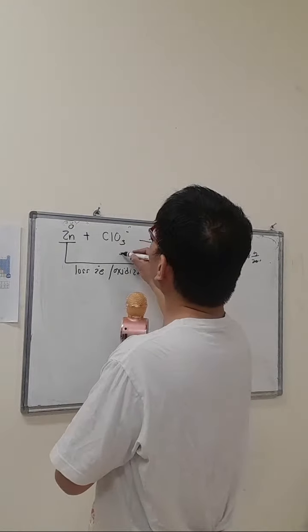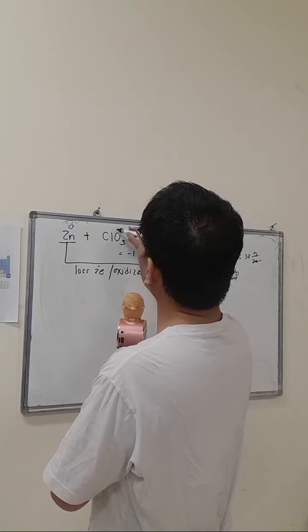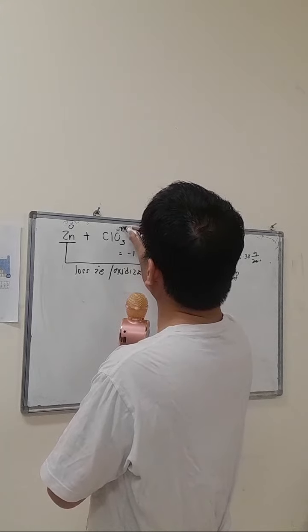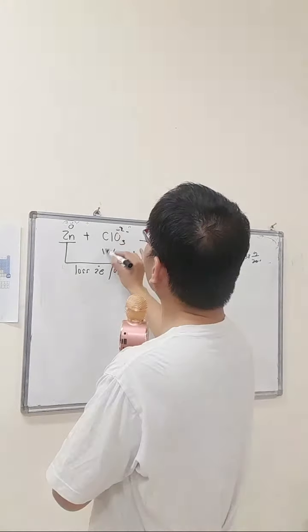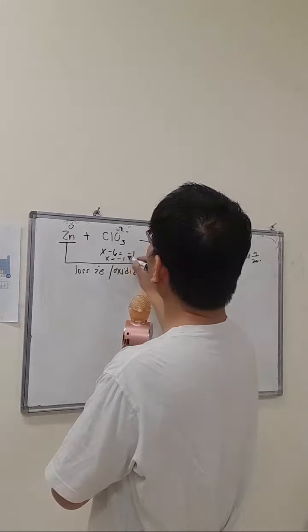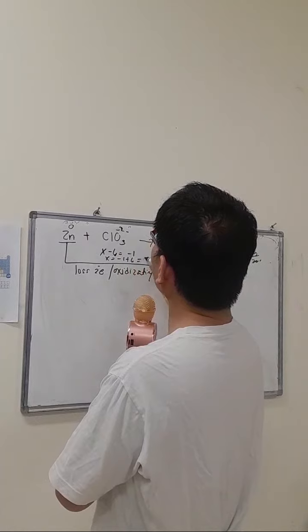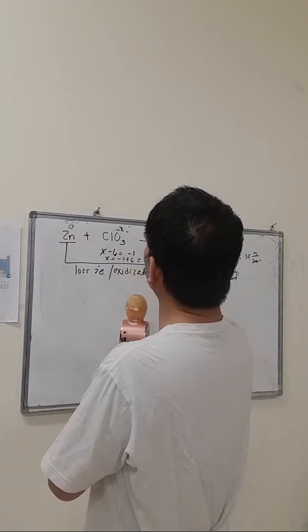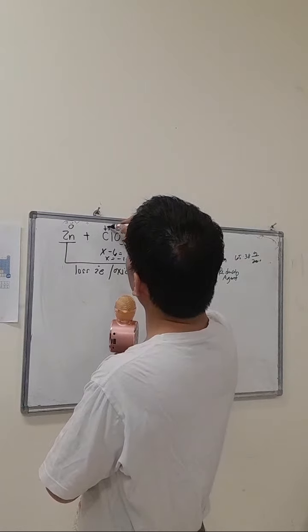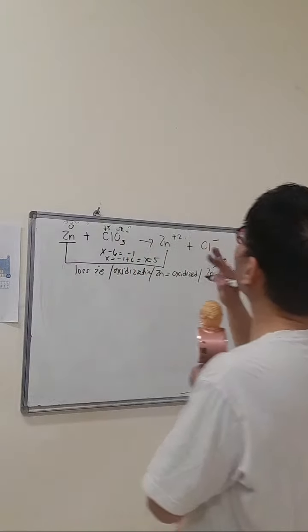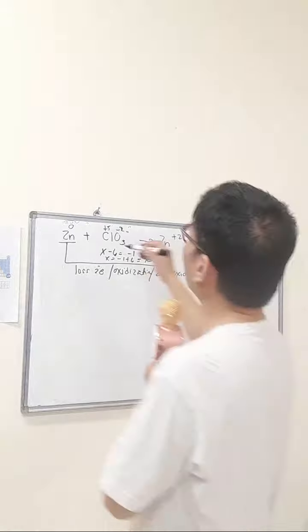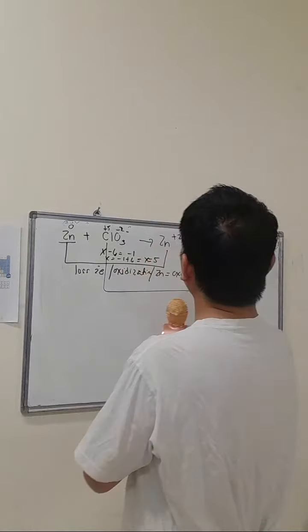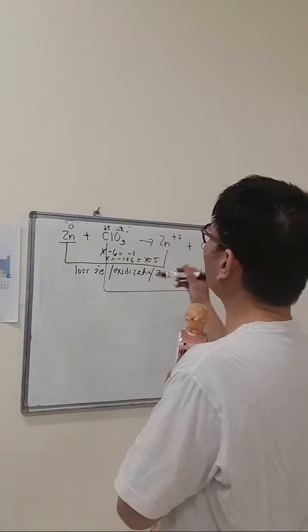This is -1 overall charge, -2 for oxygen, so 3 times -2 is -6, and then x. X is equal to -1 plus 6, therefore x is equal to 5. So chlorine is in positive 5 oxidation state. Then from 5 to -1, decreasing oxidation number, meaning gain of electrons.